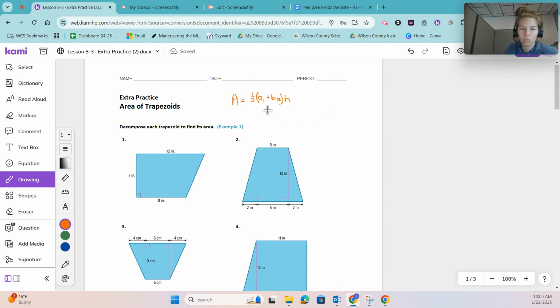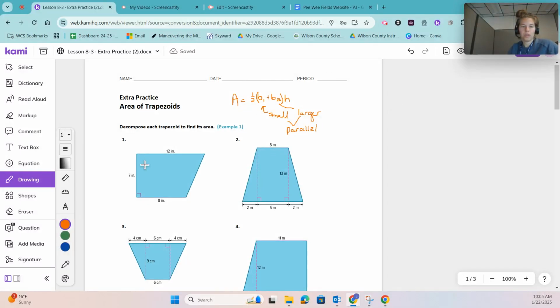Okay, this base 1 here is the smaller base, and base 2 is the larger. Okay, and both of these are parallel.